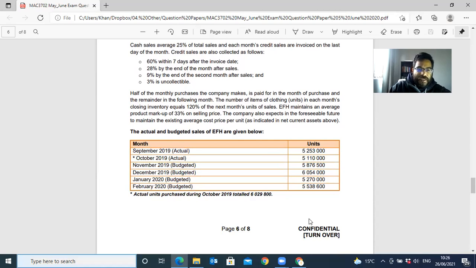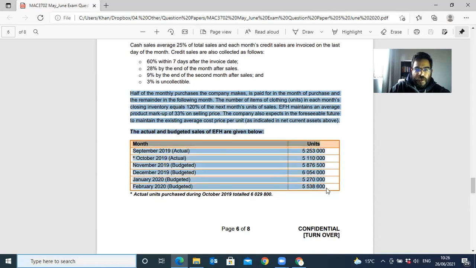So remember, they're telling you, this year has got to do with production. This section over here has got to do with production. Let's take note: they say half of the monthly purchases the company makes is paid for in the month of purchase, and the remainder in the following month. That sentence is not important to us now. It's important for part D. Part D asks us for cash flow. So that first sentence relates to payment, which is cash flow. We're not interested in payments now.